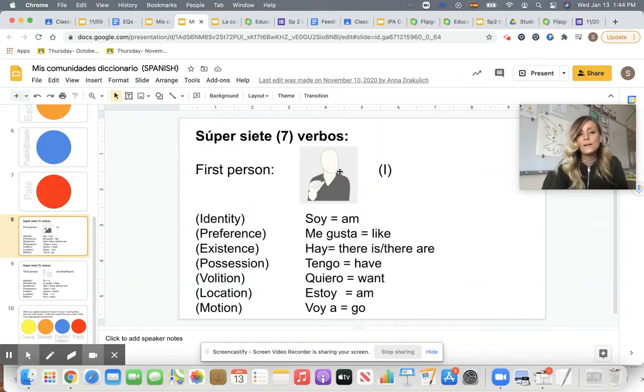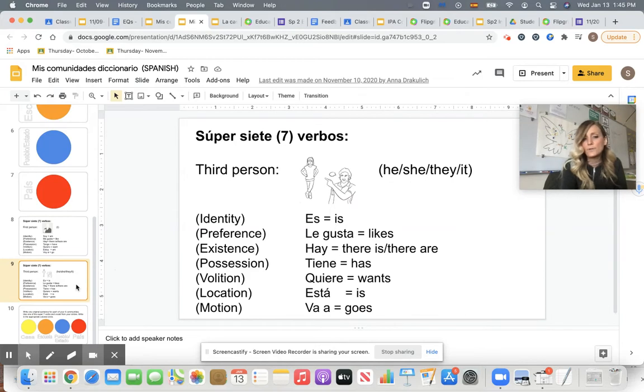We're also providing what we call the Super 7 verbs, Super Siete verbos. These are the verbs that if they can use these verbs, they can pretty much communicate most things if they have the vocab words to accompany them. It's a very basic communication, but it is communication. And so it's getting students to learn how to say I like, I have, I want, I am, I go, etc., and also in that third person form.